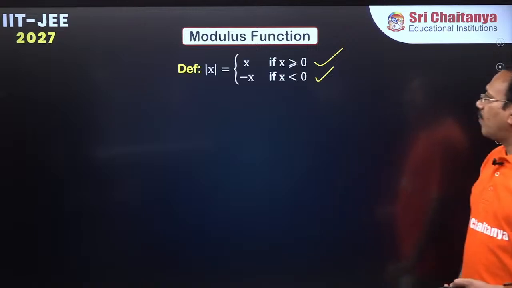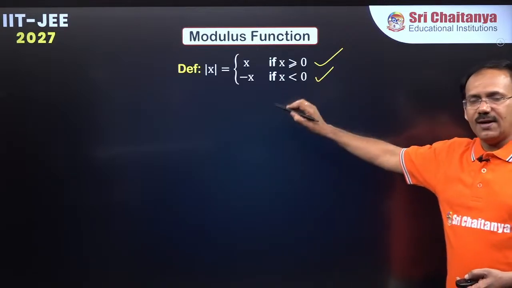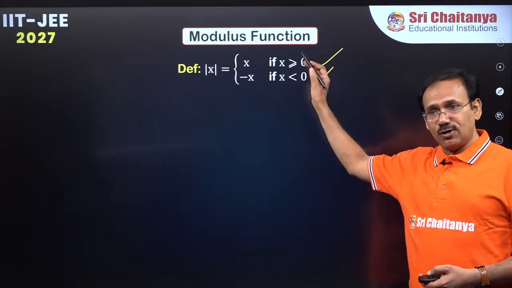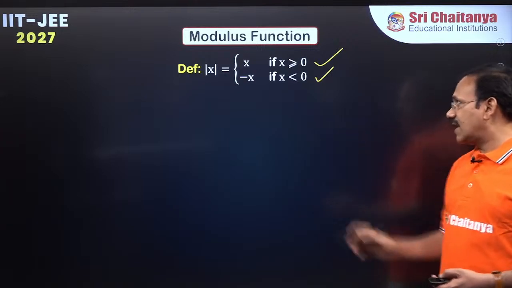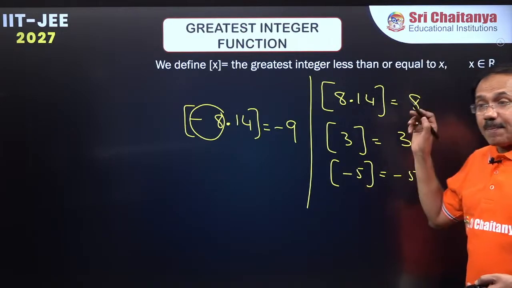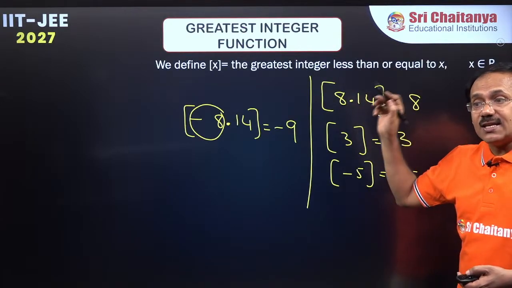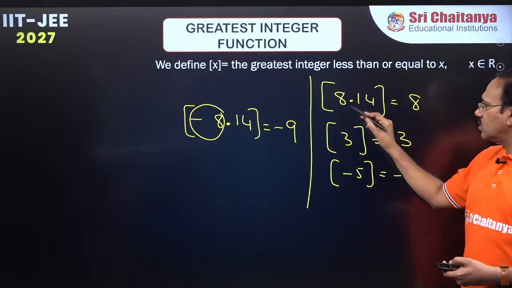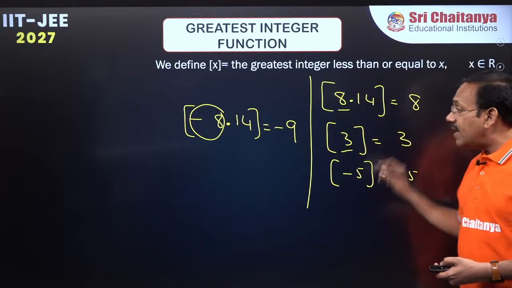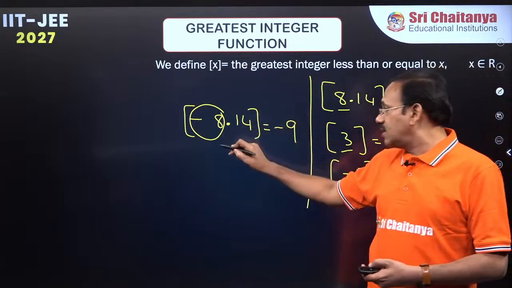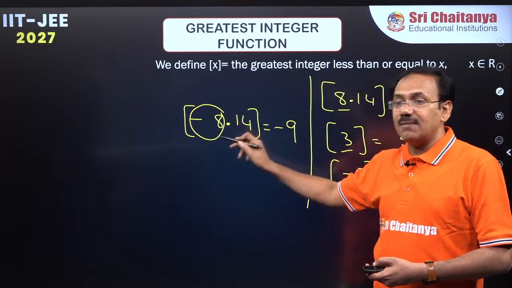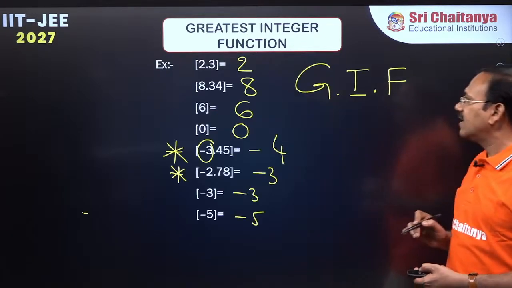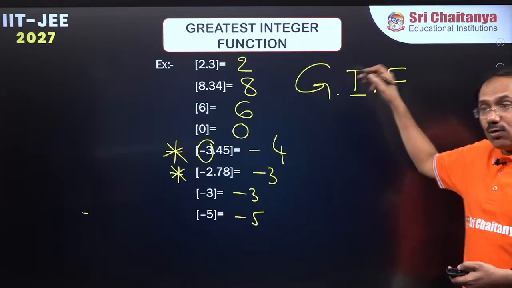Second thing, the modulus function definition you know well: it is x if x is greater than or equal to 0, minus x if x is less than 0. Then step x is defined as the greatest integer less than or equal to x. In fact, how to compute? Take the integer part, and be careful with a negative non-integer. In this case, the answer comes like minus 9. Right? The next, dear students, we have seen how to compute.